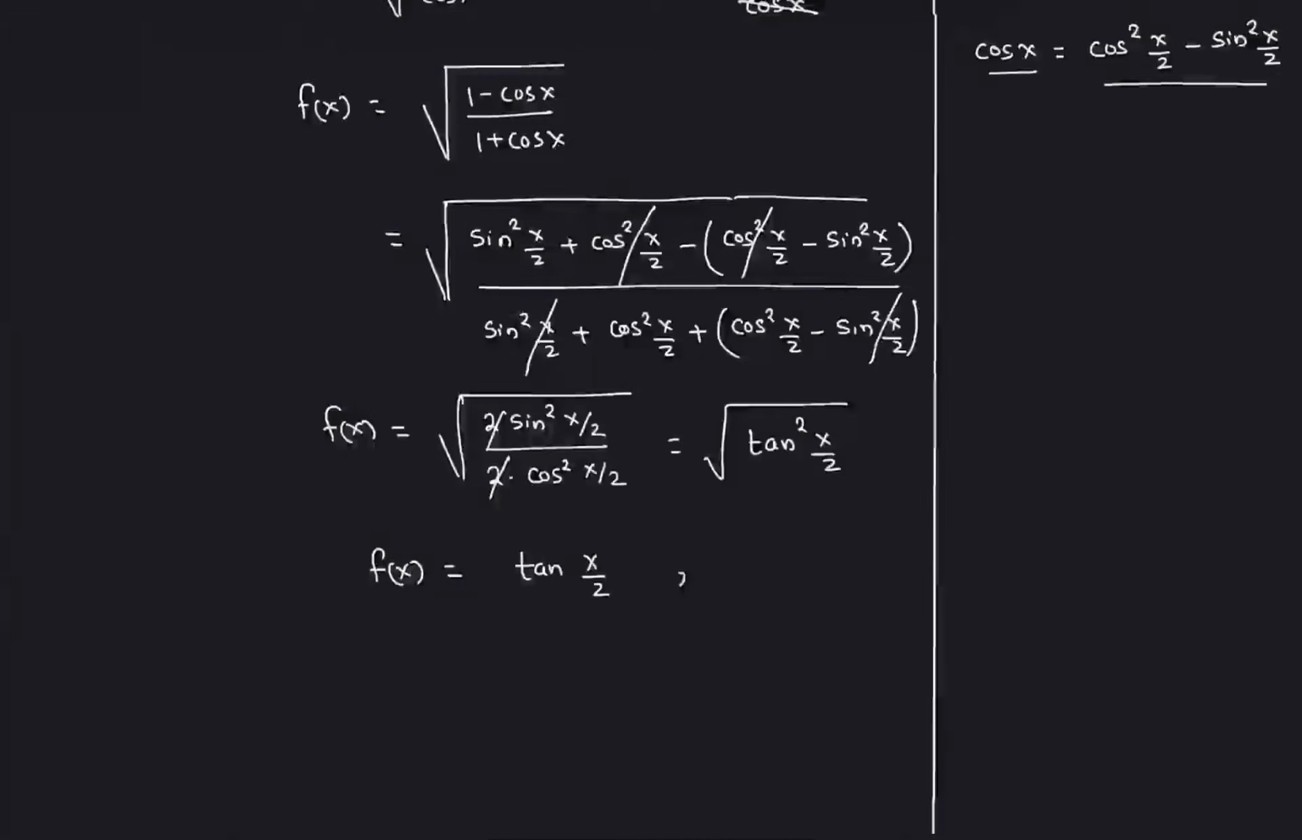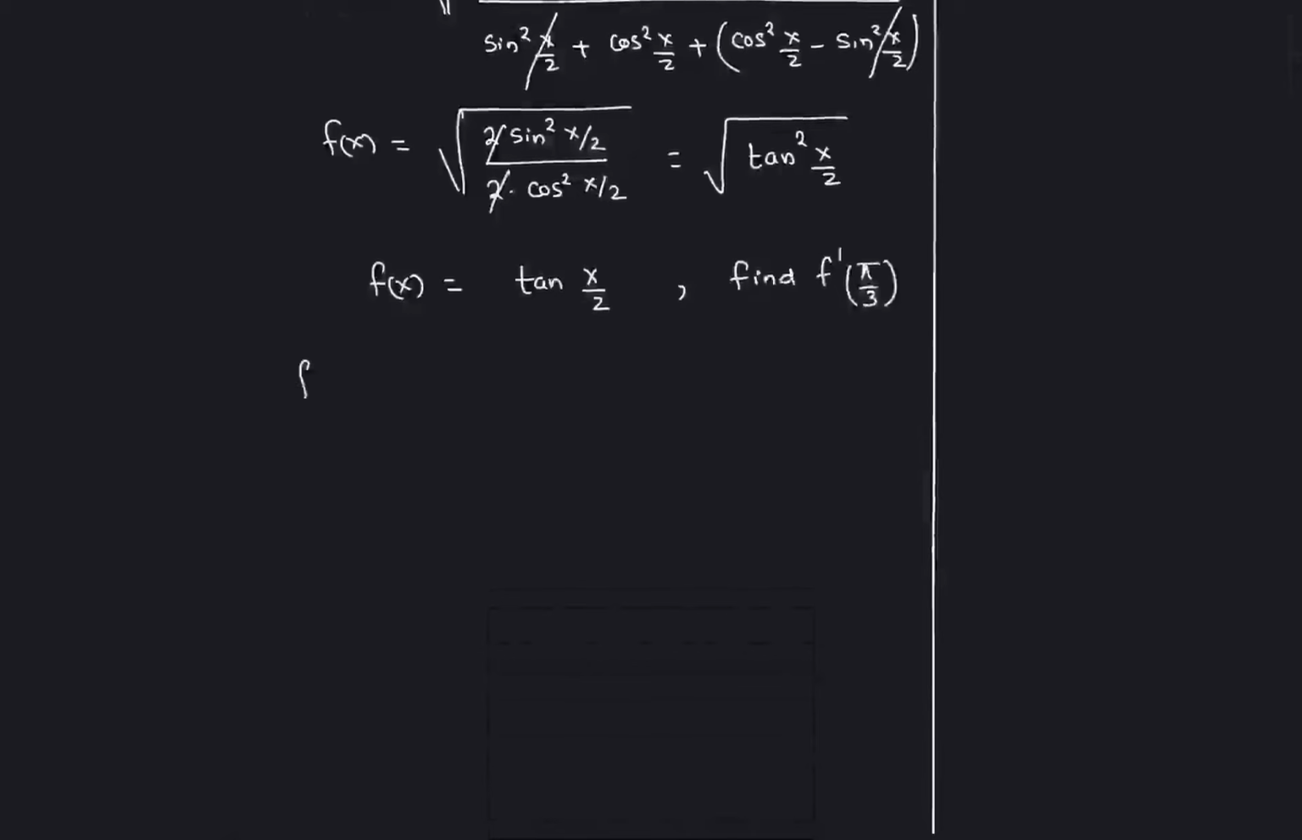Now your question is, f of x is given by tan of x over 2, find the value of f dash of pi over 3. So if you take the derivative of this, f dash x, again you are supposed to apply chain rule here. So derivative of tan of x over 2 would be sec square x over 2 multiplied to derivative of x over 2, which will be 1 over 2.